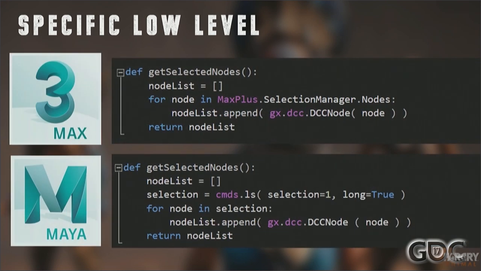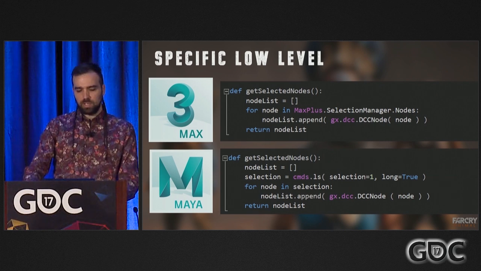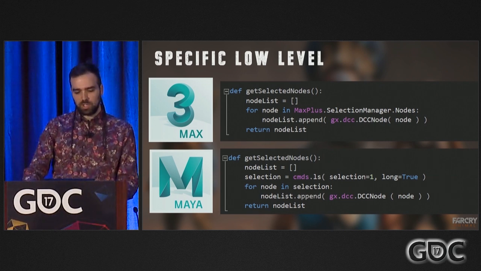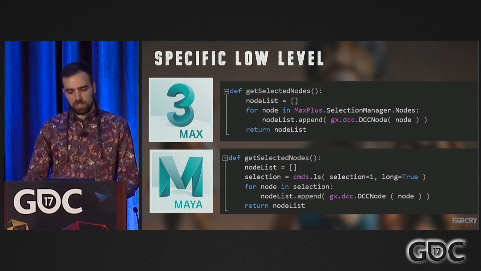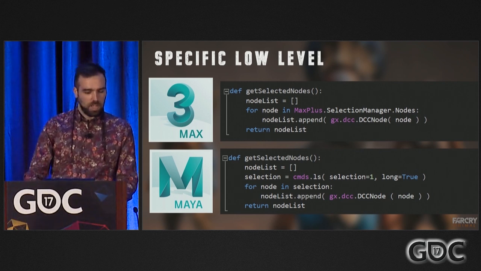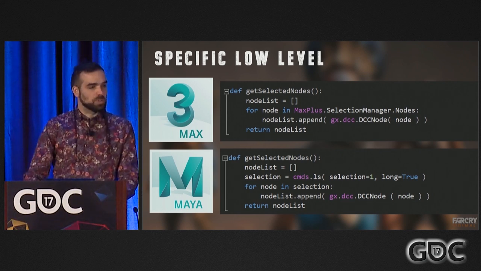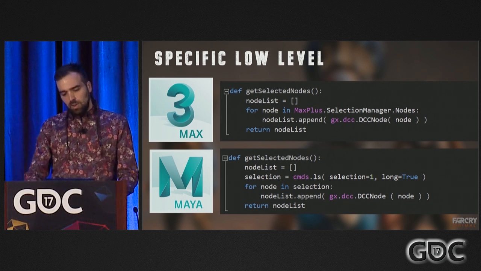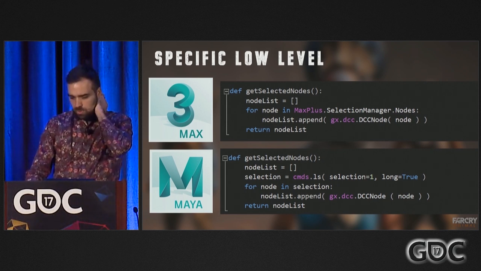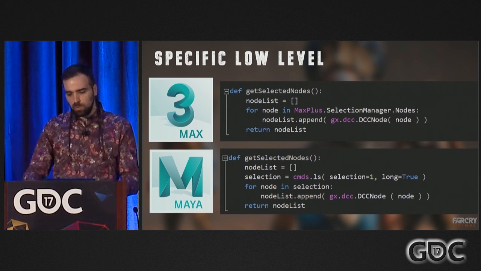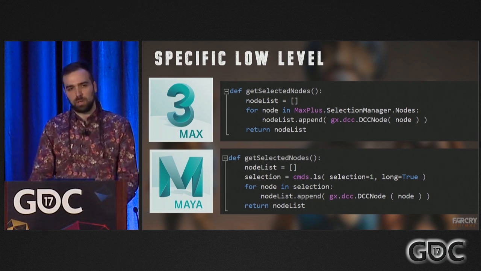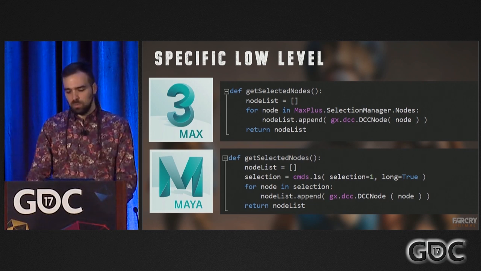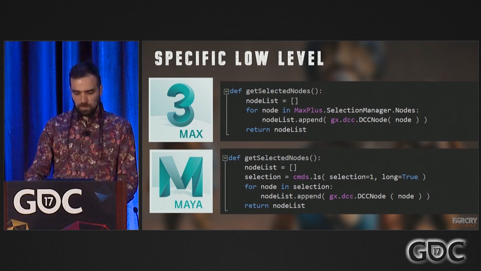So there you go, and finally, we're in the low-level code, and we get the selection. In 3ds Max, we call the Max Plus API in Python, and in Maya, we call the Maya commands. We wrap the nodes into a DCC agnostic wrapper, and then we pass that to the DCC agnostic pipeline so that the big pipeline doesn't know where we are.